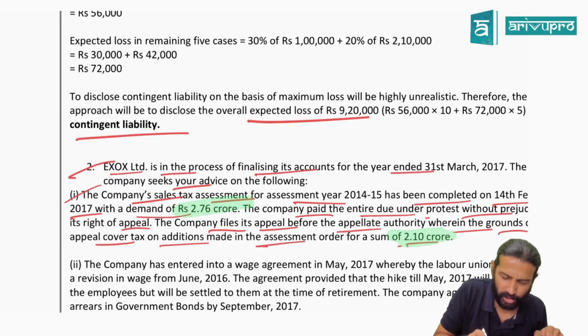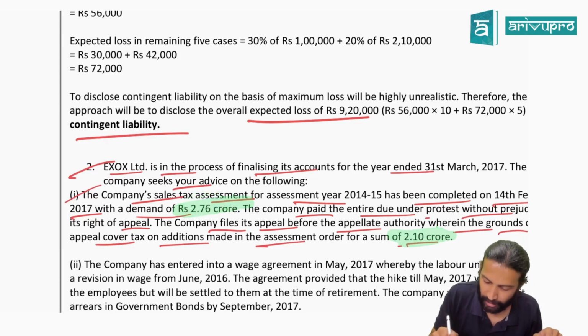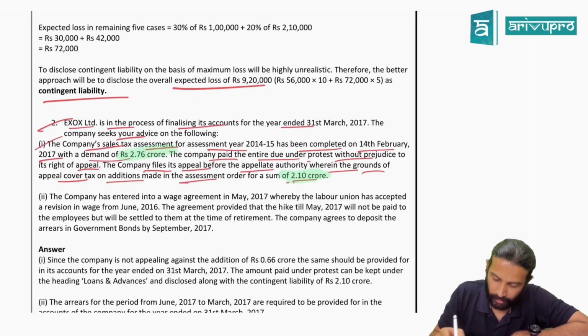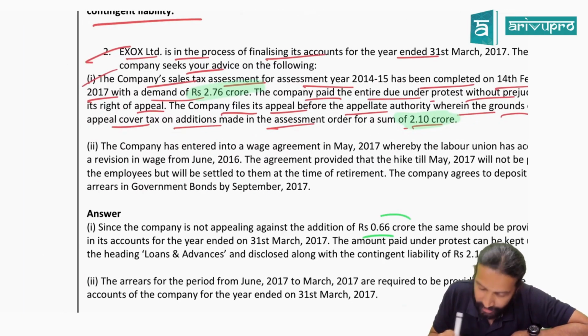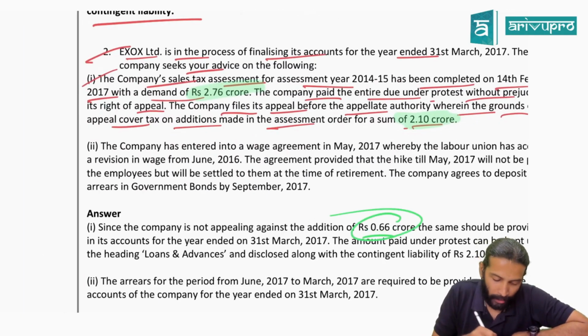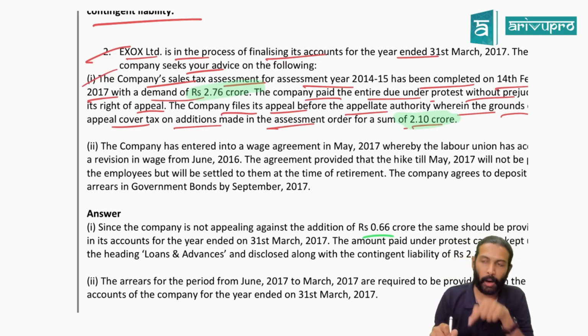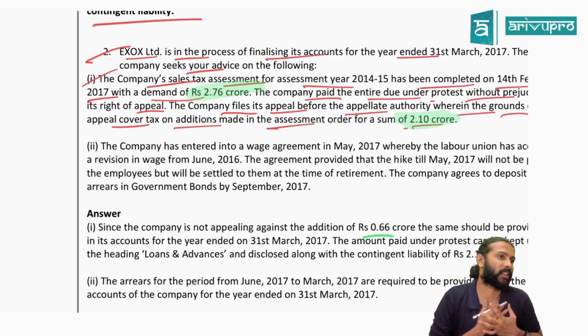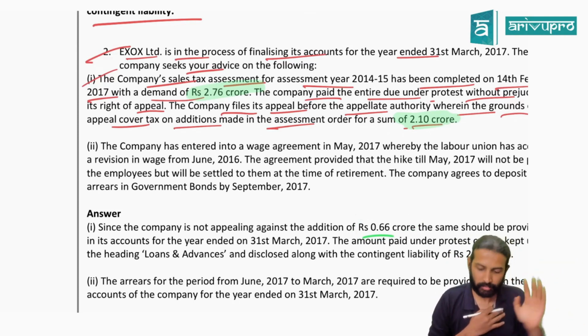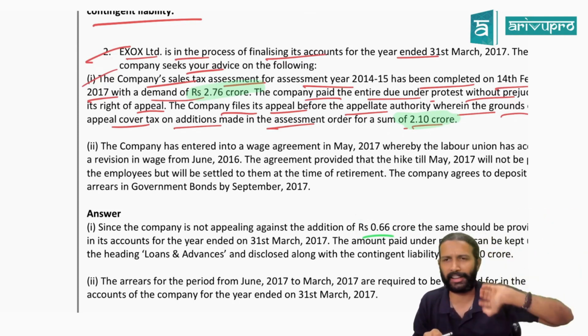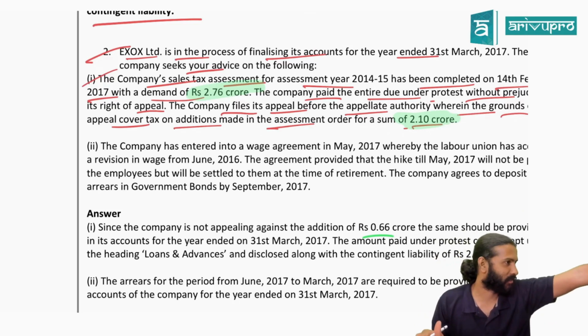What is the difference between these two? Check. 2.76 and 2.1 crore. How much is that, sir? 0.66 crores, sir. Did you pay this 0.6 crores also? Yes. Are you appealing against this or you are accepting it as liability? You are accepting. You are saying, okay, I agree that it is my mistake. Have paid less. Fine.